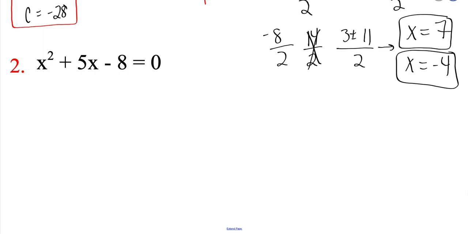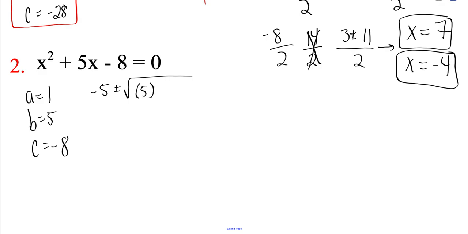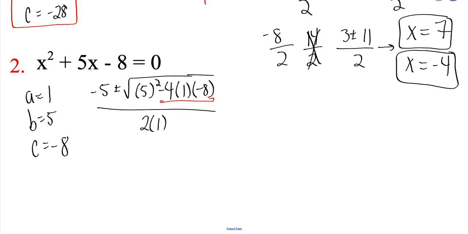Pause the video here and then replay to get your solution. All right? So we have A equals 1, B equals 5, C equals -8. Throw them all in your formula. Negative B plus or minus square root of B squared minus 4 times A times C. Again, pay attention to this chunk right here. I need to make sure we have the right sign there. So it's all over 2A.